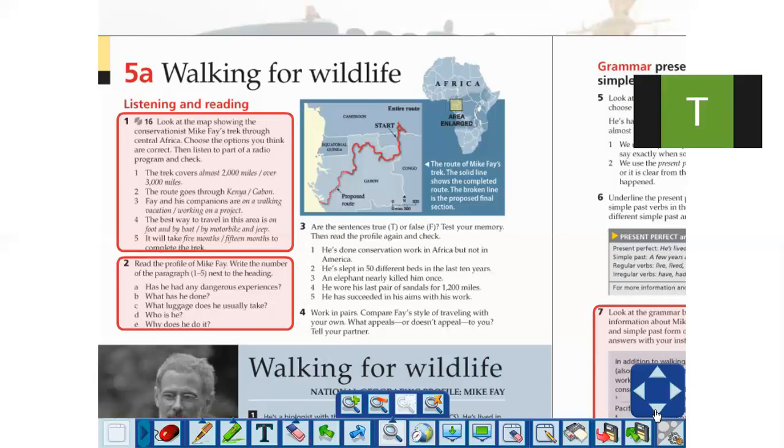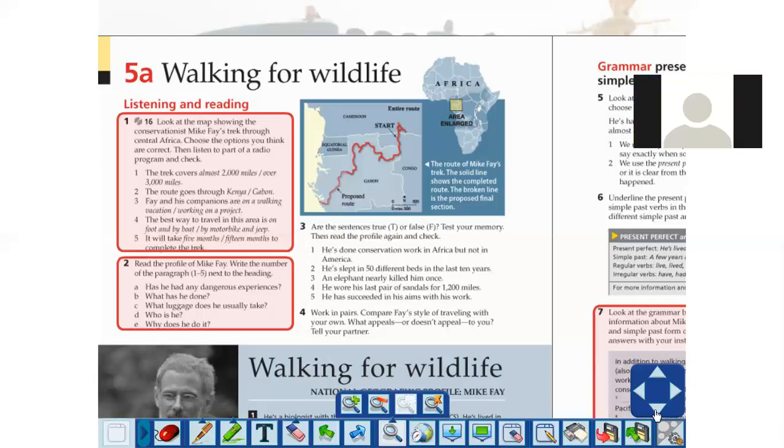He has slept in 50 different beds in the last 10 years. False. Why? Here it says he hasn't slept in a bed more than 50 times. Yeah, more than 50 times. All right, okay. Yes. Number 3, Kimberly.